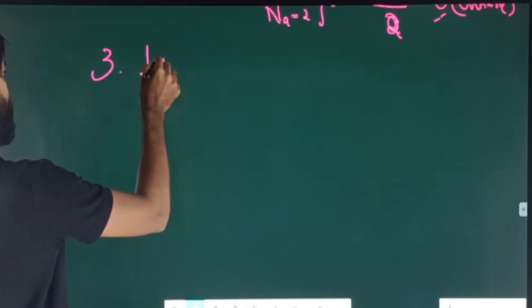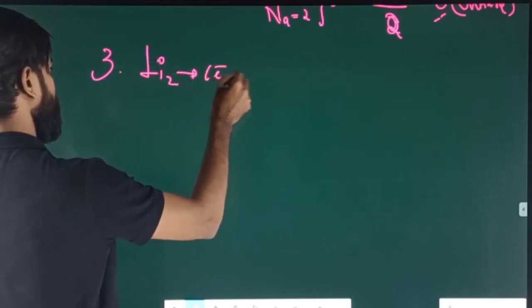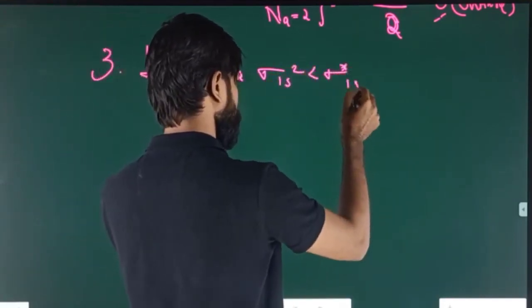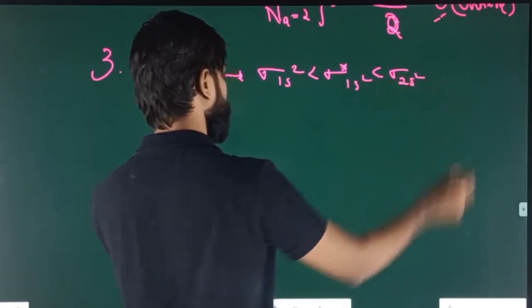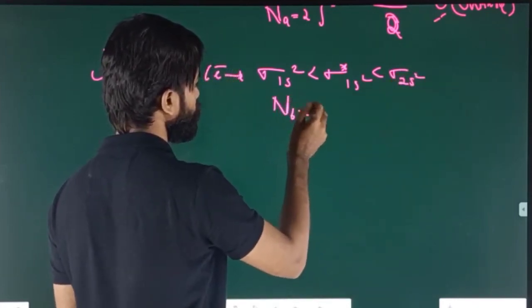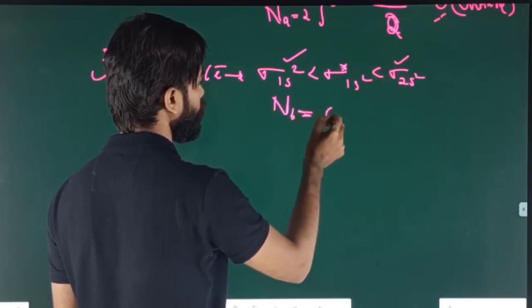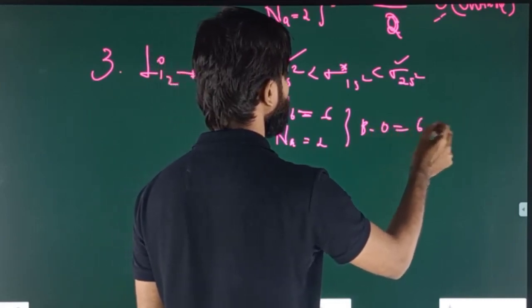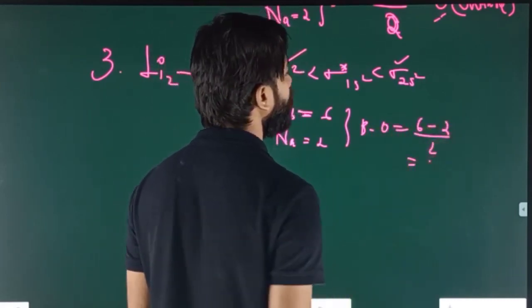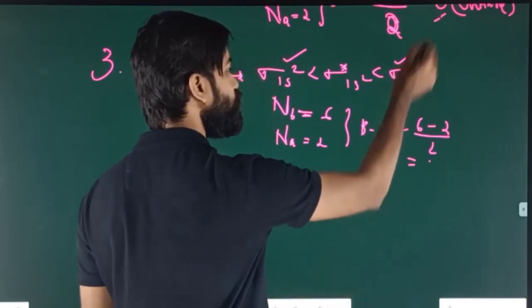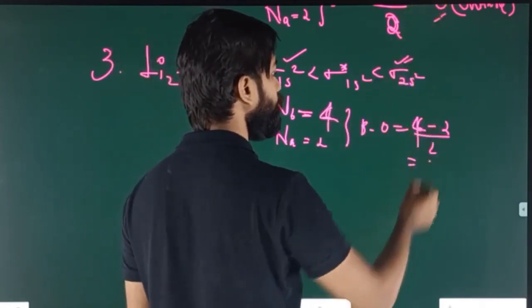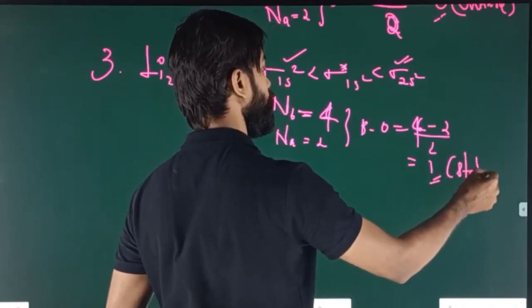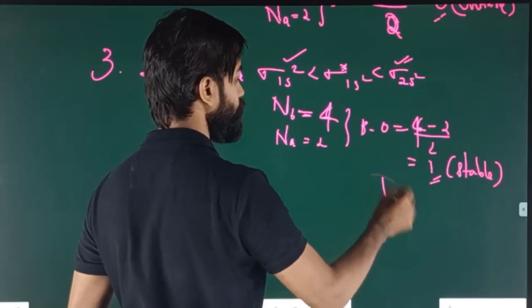The next example is Li2. In Li2, there will be 6 electrons. If there are 6 electrons, the configuration is sigma 1s2 less than sigma star 1s2 less than sigma 2s2. Okay, so these are bonding orbitals. So bonding electrons 4, antibonding electrons 2. So the bond order is 4 minus 2 by 2, the bond order is 1. So the molecule is stable since the bond order is 1, and all orbitals are paired, so this is diamagnetic.